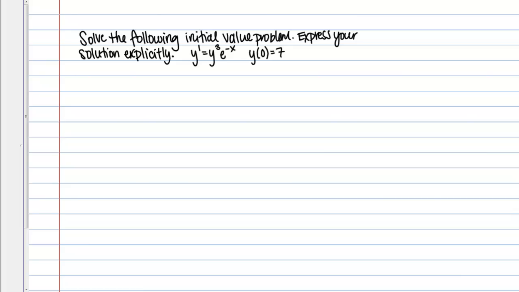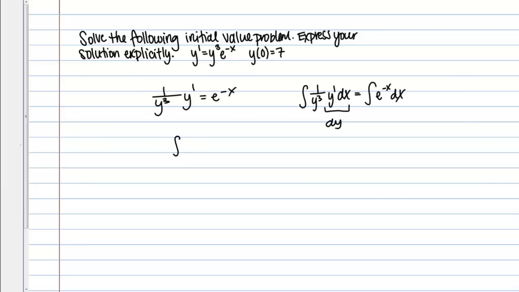Okay, so our first step is going to be to separate this differential equation, if we can, which in this case we can do. If I separate it with the y's on the left and x's on the right, I get 1 over y cubed, y prime equals e to the negative x. Now I want to integrate both sides with respect to x. So I get the integral of 1 over y cubed, y prime dx, equals the integral of e to the negative x dx, but y prime dx is just dy. So I'm going to write this as the integral of y to the negative 3 dy equals the integral of e to the negative x dx.